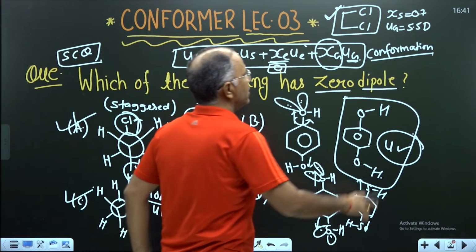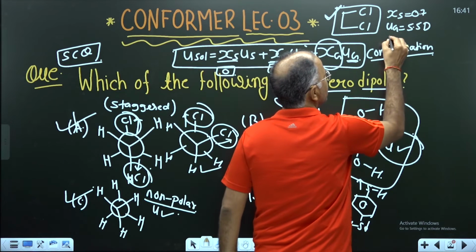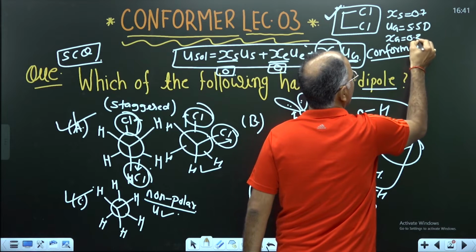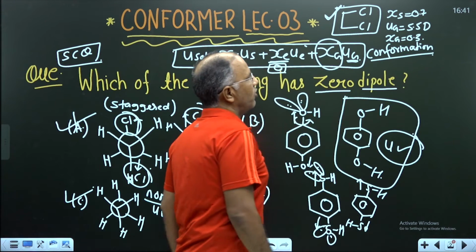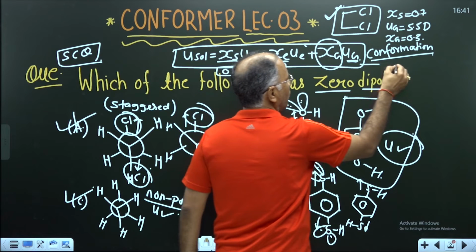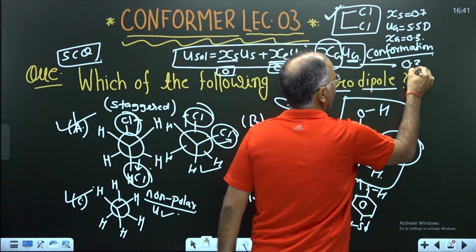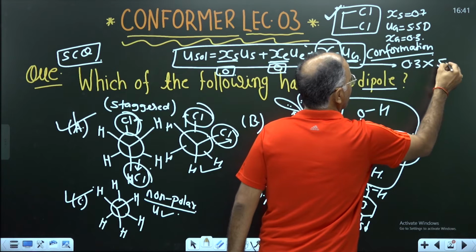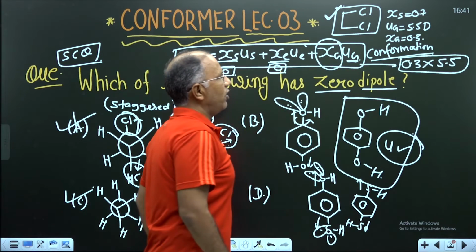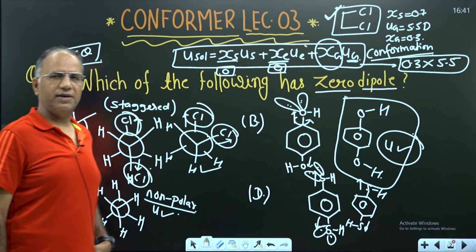Now since the mole fraction of staggered is 0.7, this means the remaining mole fraction will be of gauche conformer. This means the mole fraction of gauche will be 0.3. Then what is the overall dipole? Overall dipole is 0.3 into 5.5 D. This will be the overall dipole of 1,2-dichloroethane.